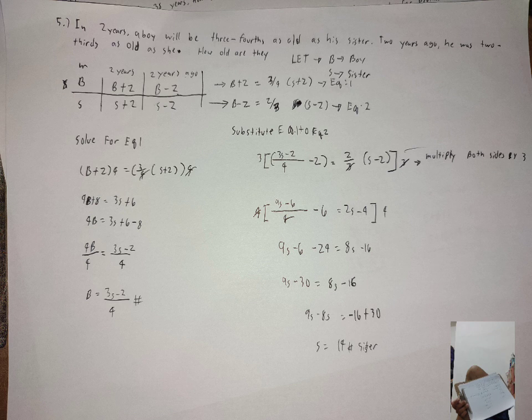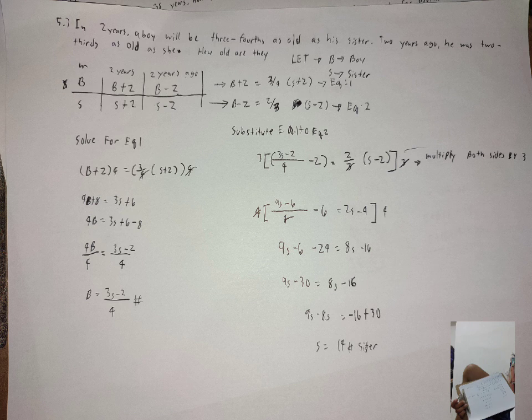So b plus 2 equals 3/4 multiplied by s plus 2. That would be equation number 1. So equation number 2 is b minus 2 equals 2/3 multiplied by s minus 2. That would be the equation for number 2. So let's solve for equation number 1.